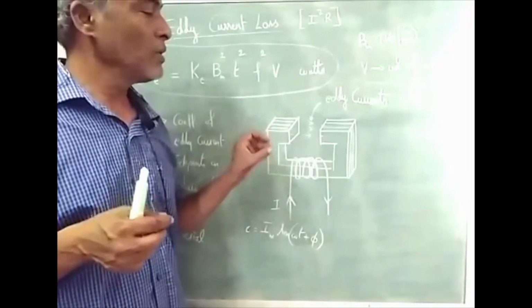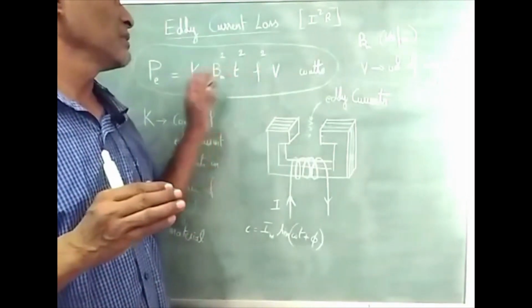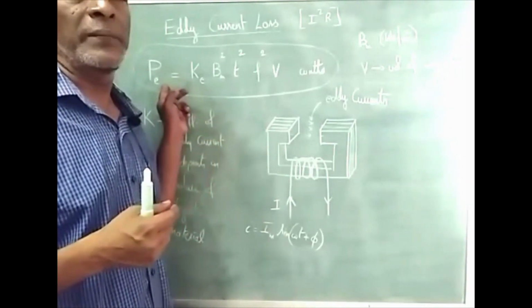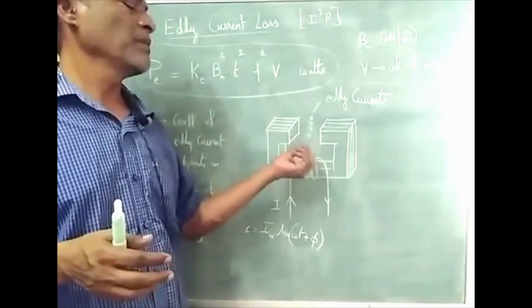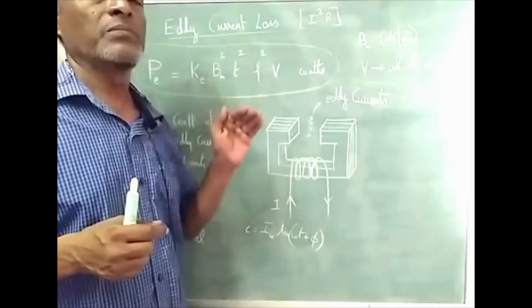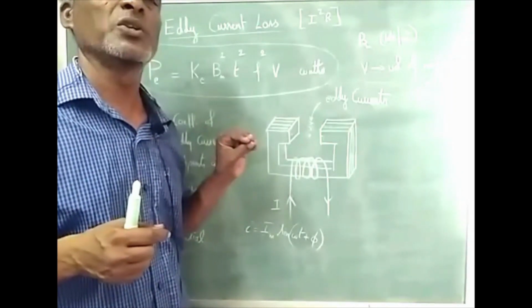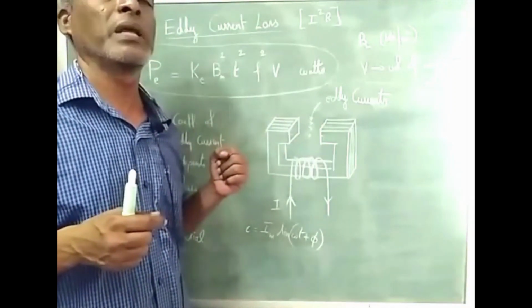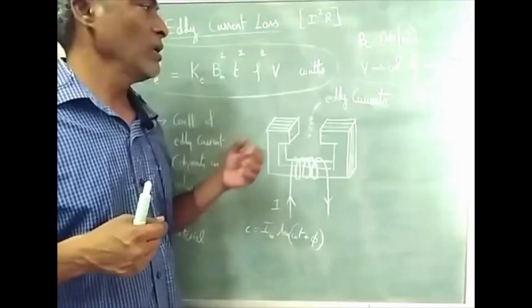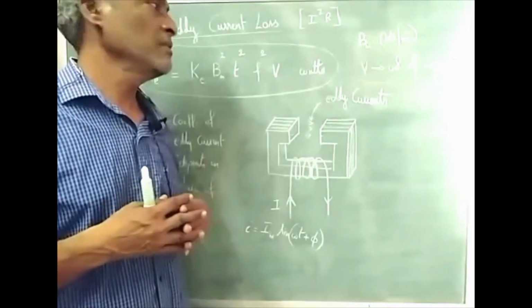Now we have to minimize it. These are the parameters that boost the power dissipated in the core. Mostly this power is wasted, not used at all. But there are certain applications in which we can make use of this eddy current loss as something useful, such as automatic braking in Indian railways, wheel braking and so on. We will see those kinds of applications in some other video.